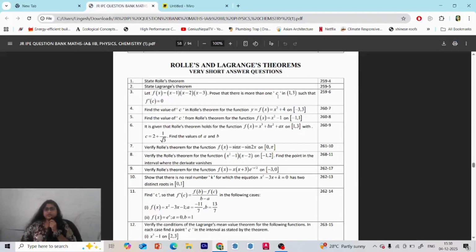Prove that there is more than one c in 1, 3 such that f dash c is equal to 0. So we took f dash x equal to 0, and you found the values of c, which gave you two values.